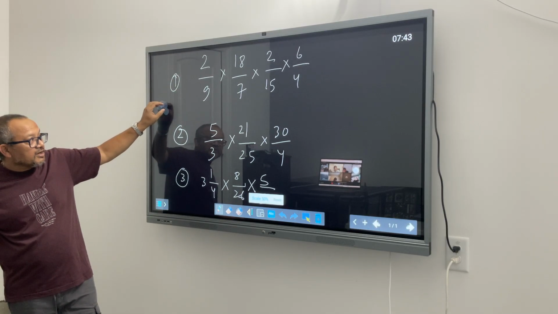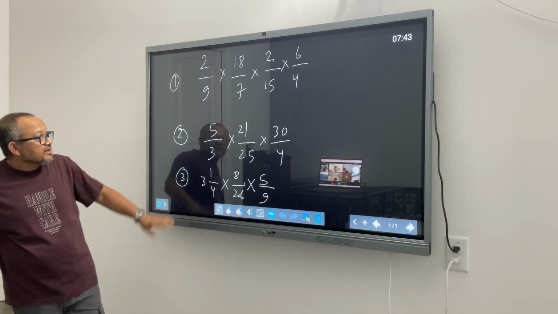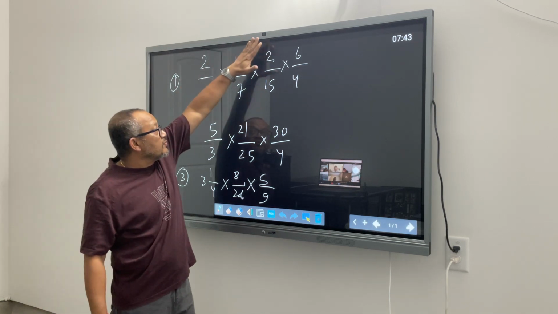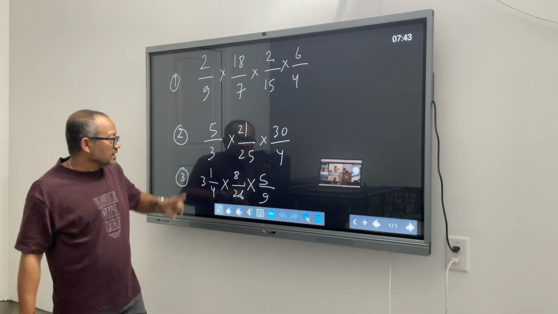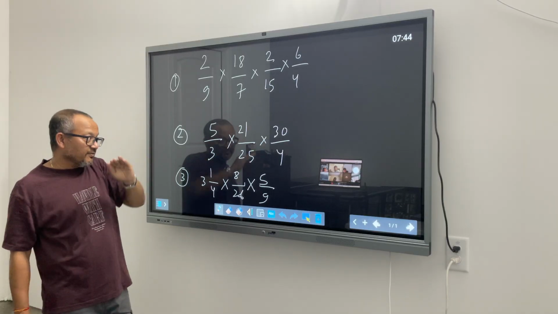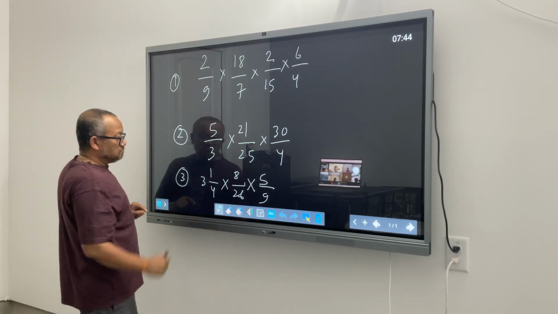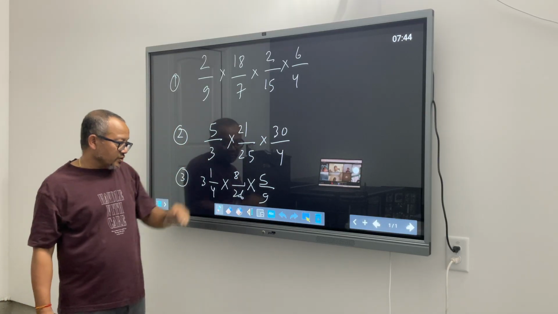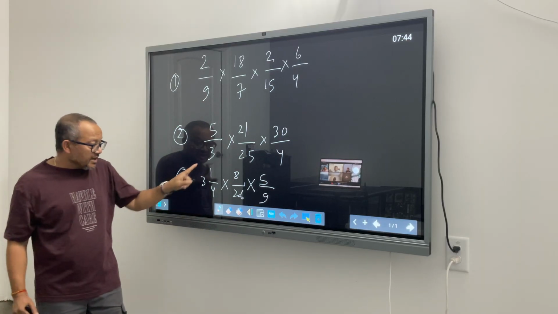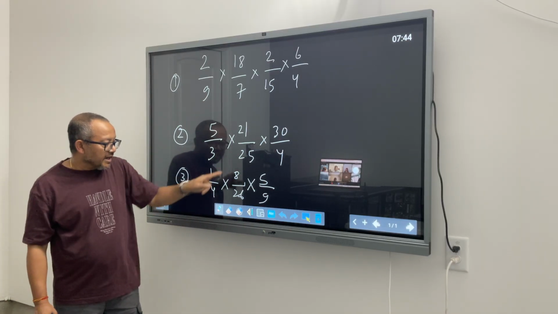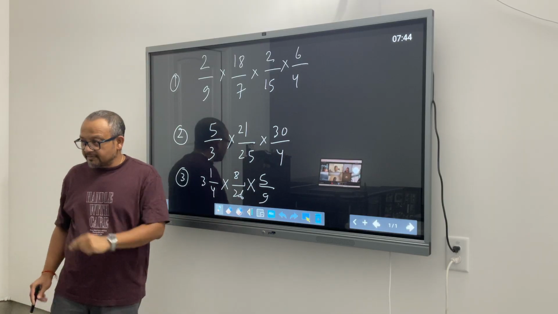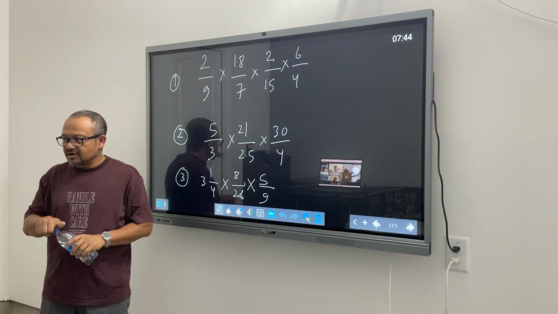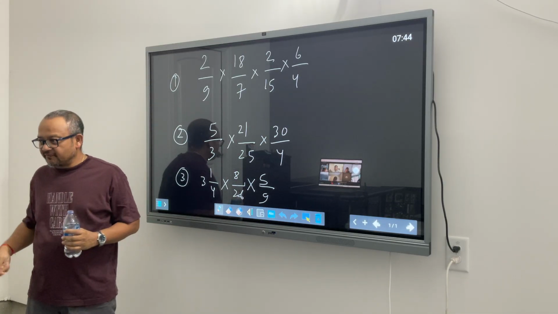I will just read the question, okay, in case anybody is having difficulty reading it. 2/9 times 18/7 into 2/15 into 6/4. That is the first problem which you have to solve and simplify it. Second one is 5/3 into 21/25 into 30/4. And third problem is 3 1/4 times 8/26 times 5/9. And let's see how much you are playing with this, because it has to be a playful event.